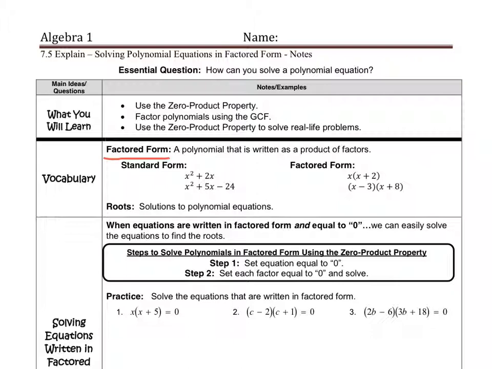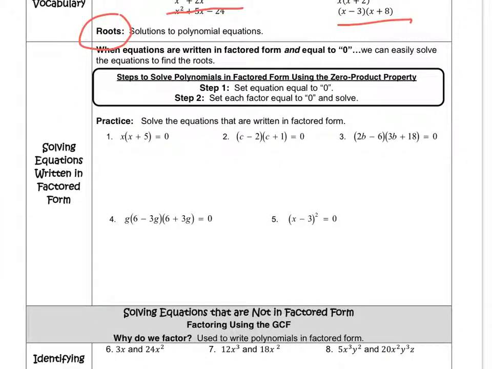So you can see the standard form of a polynomial is just terms added or subtracted together. But when we put it into the factored form, we've now made it a product of two polynomials, or a product of the factors. And then we're going to start using a word that we've never really used before called roots. And all roots are is a solution to a polynomial equation. So the roots are our solutions. So let's go down and see what that actually means and how we're going to work with it.